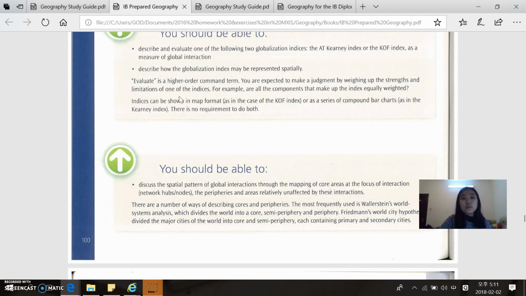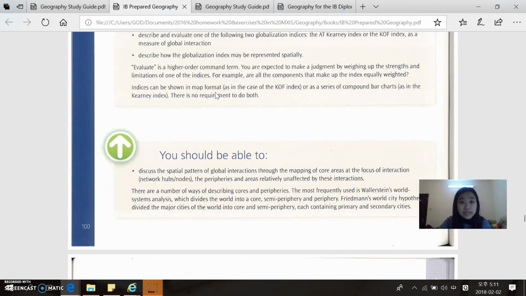Okay. So evaluate here is a high order term. You're expected to make a judgment by weighing up the strengths and limitations. So, are all the components that make up the index equally weighted? Because sometimes they tend to overly focus on one thing and overlook some things that are really important. The indices can be shown in map format, as in the case of the KOF index, or as a series of compound bar charts, as in the Kearney index.